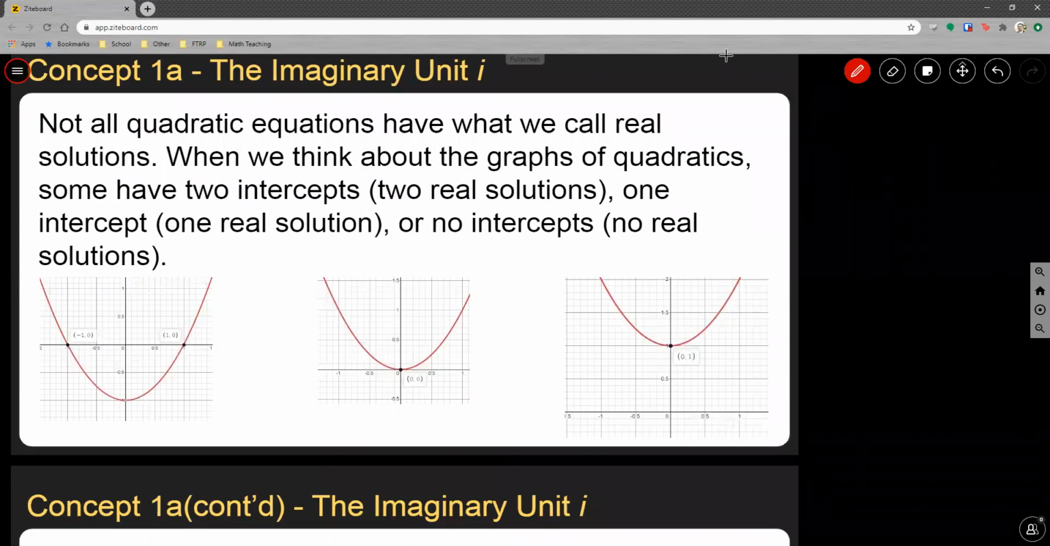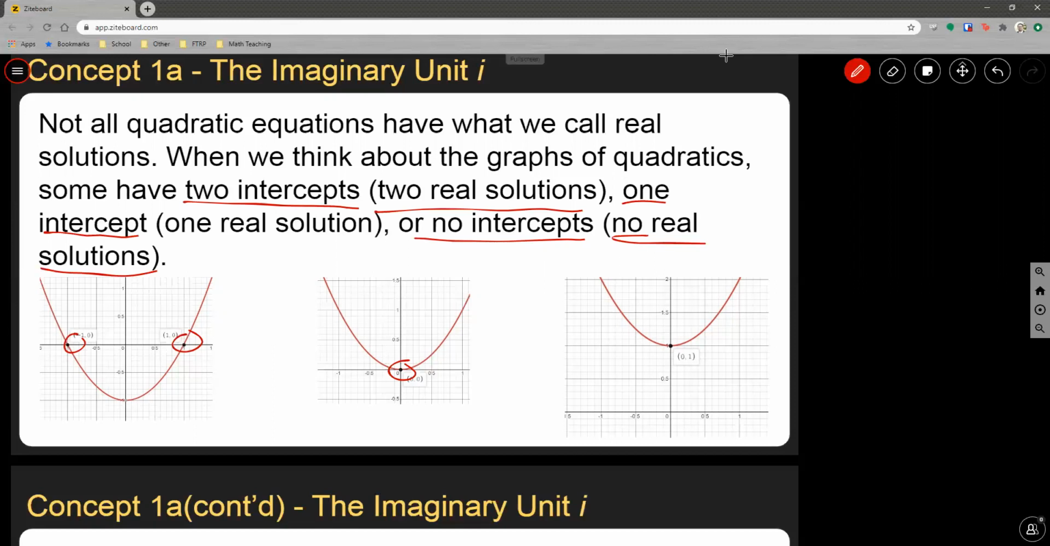So first, concept 1A, the imaginary unit I. Not all quadratic equations have what we call real solutions. When we think about the graphs of quadratics, some have two intercepts, like the graph here on the left, which has intercepts at (-1, 0) and (1, 0). That means it has two real solutions. It could have one intercept, like the graph in the middle, where the vertex is the x-intercept right at (0, 0). That's one real solution. Or it could have no intercepts, meaning the whole graph is either above or below the x-axis, and we say that has no real solutions.